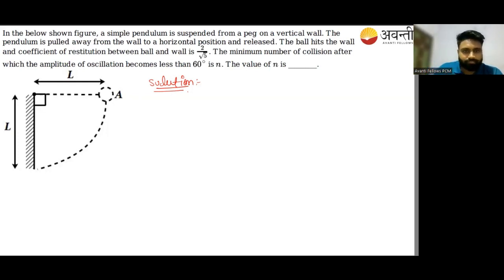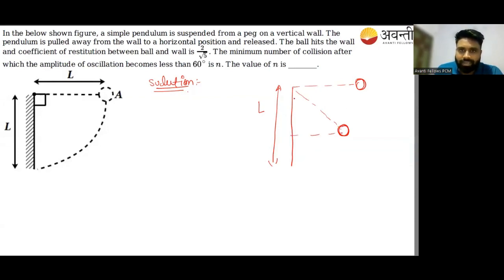Now, this is the length L, and this is the horizontal position of this. So let's say for 60 degree amplitude, it is at this point. It is taking rotation at this point.